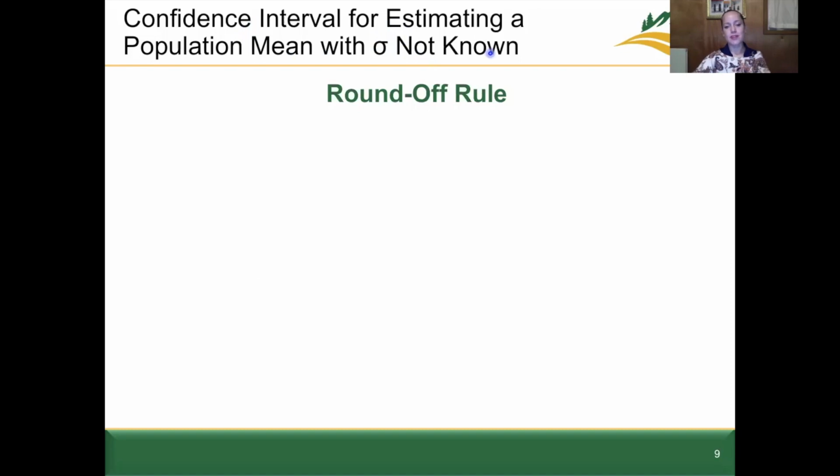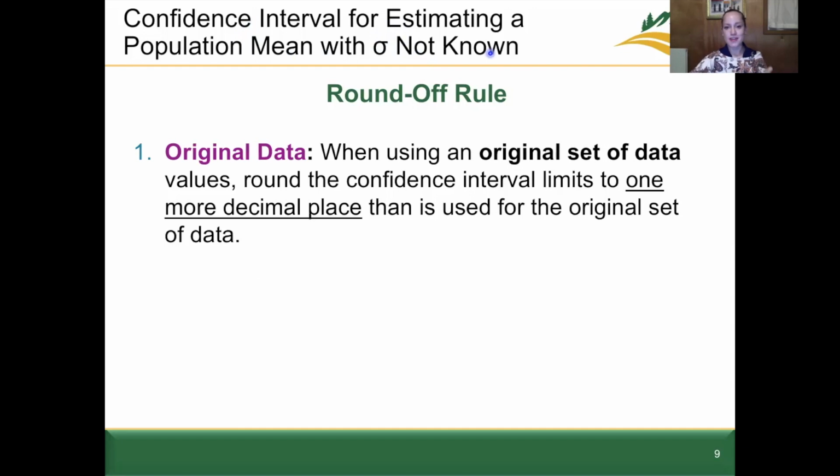The round-off rule here is a little bit different, so there's two different scenarios for our round-off rule. Number one is when we're dealing with the original data. That is, when using an original set of data, round the confidence interval limits to 1 more decimal place than is used for the original set of data. If the original set of data, for example, had a value of 2.4, or all the values in the original data had 1 decimal point, then for rounding here, we go to 2 decimal points. That was the first way we approach the round-off rule.